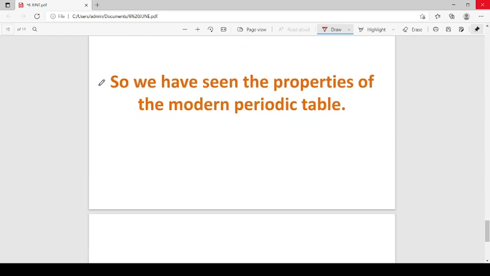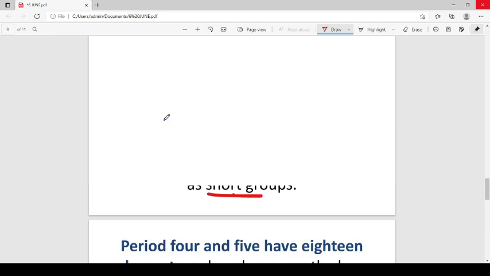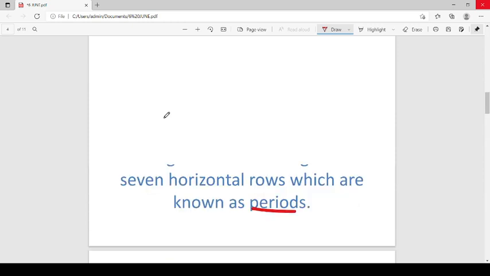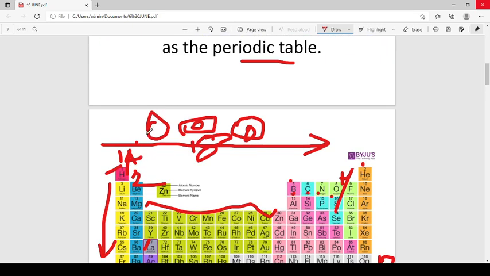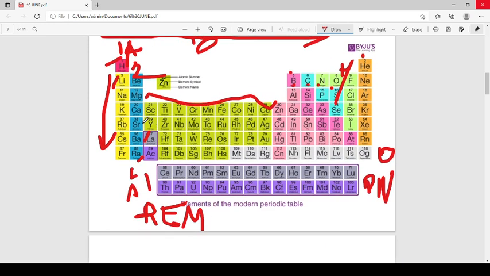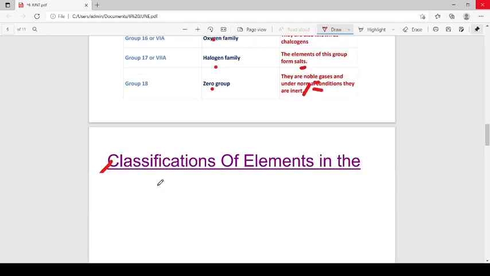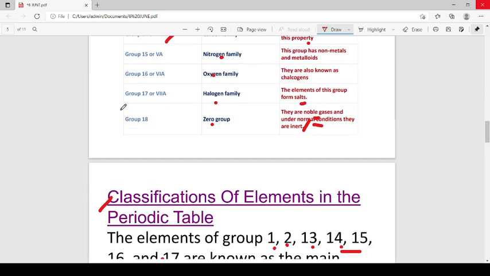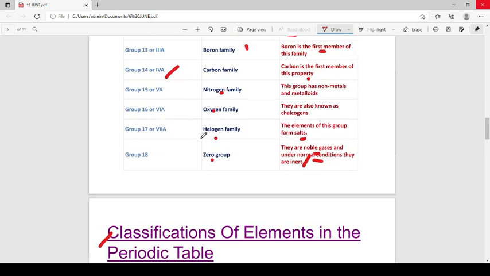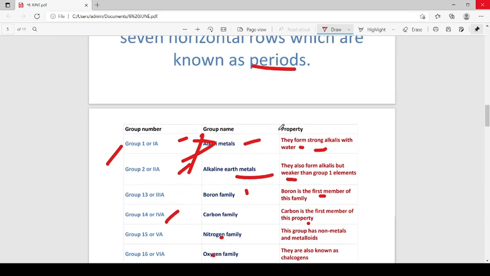Okay, so we had studied about the properties of the modern periodic table. We had completed this topic. You had come to know about how many groups and how many rows are present in the periodic table. The lanthanide and actinide series we had also covered. In detail we will be studying in our further videos. You had seen the group numbers. There are in total 18 groups. All the groups contain a group name as well as the properties which are present over here.